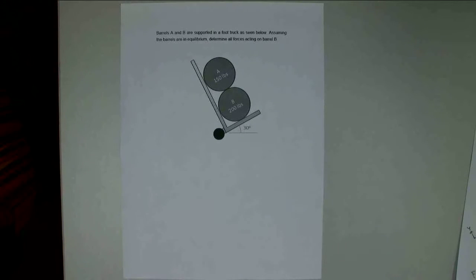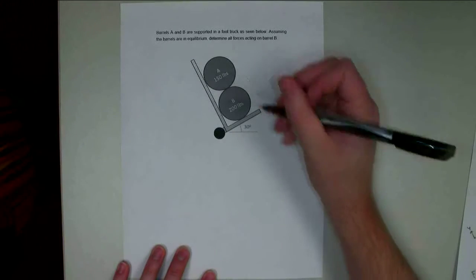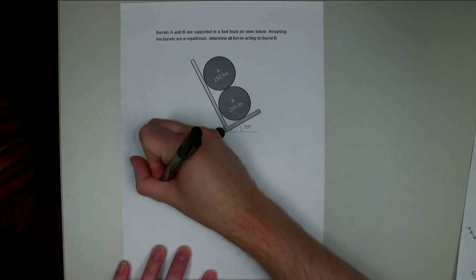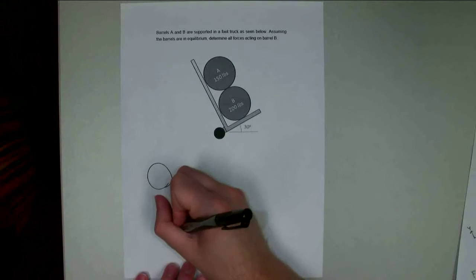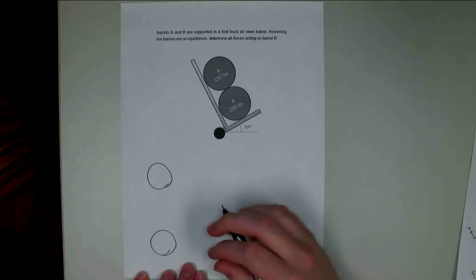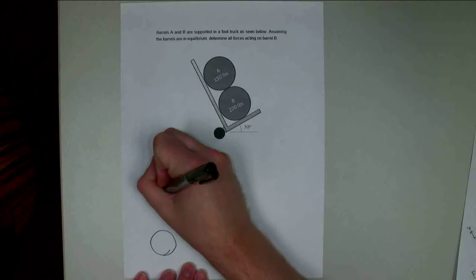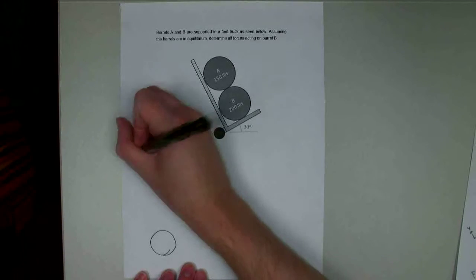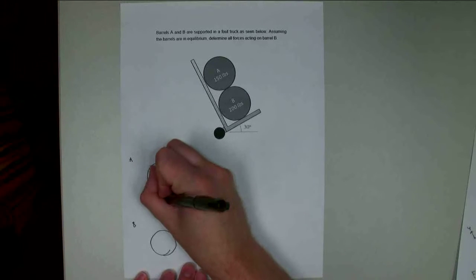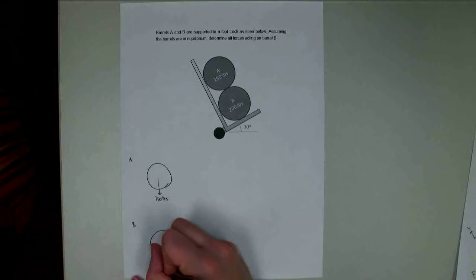So step one in equilibrium analysis is going to be to draw my free body diagrams. So I'm going to draw a diagram of both A and B. Barrel A here is at the top. I'm going to draw barrel B down here. And each one of these is going to have a weight force. And so the weight is going straight down. Top barrel, this one's A, this one's B. Top barrel is 150 pounds. Bottom barrel is 200 pounds.